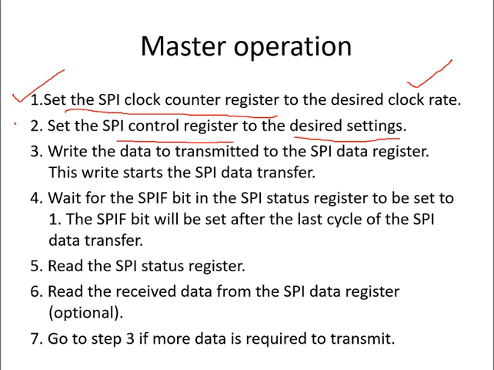Second is to give the different settings there, like clock polarity, clock phase, and whether you want the rising edge controlled clock or falling edge controlled clock. You can decide that there. Okay, then the third one is to write the data to transmit to the SPI data register. So put the data in the data register, that is the third step.